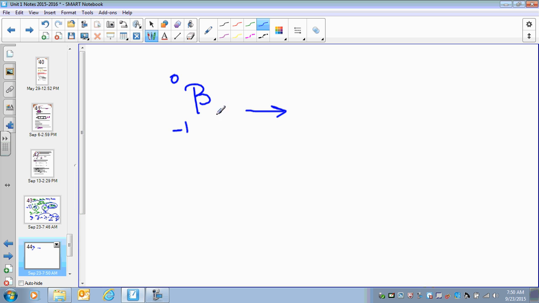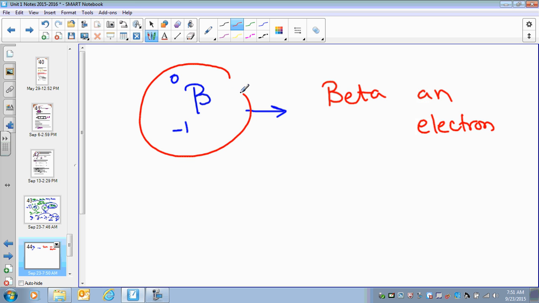On the other hand, beta particles are light. Since it is lightweight, it can penetrate much deeper and travel quite far. So again, this is beta, and it is an electron. So it has more energy than an alpha particle.